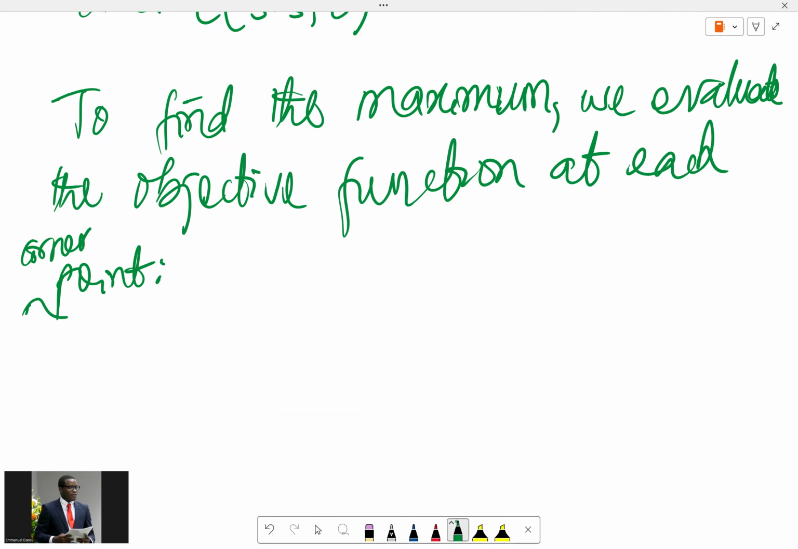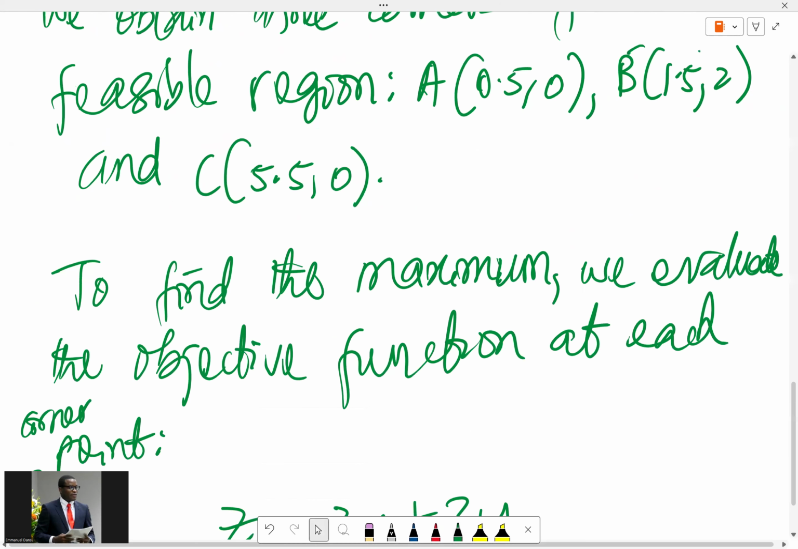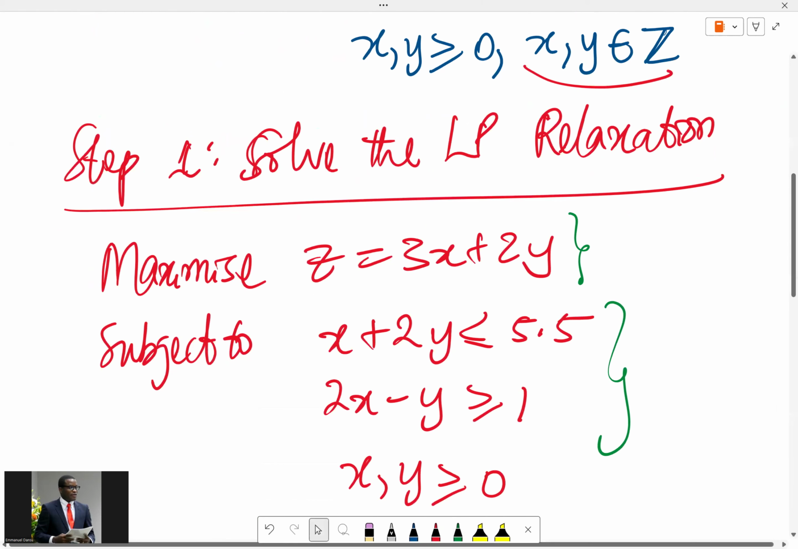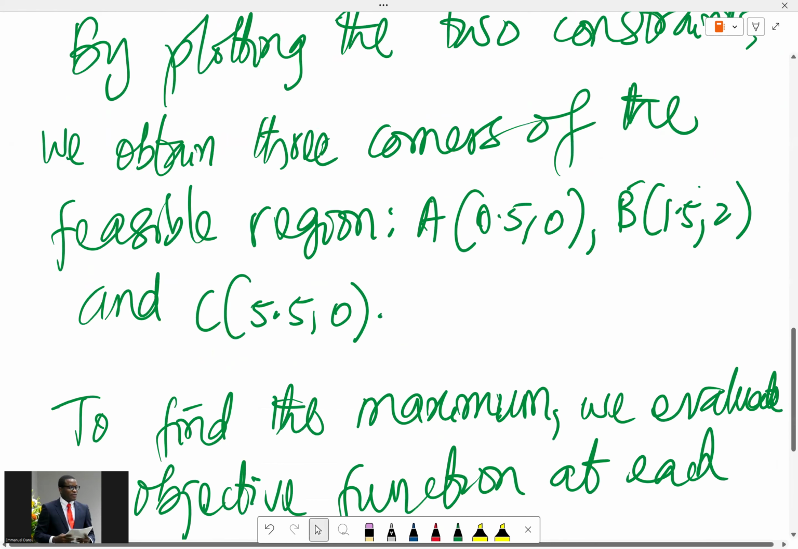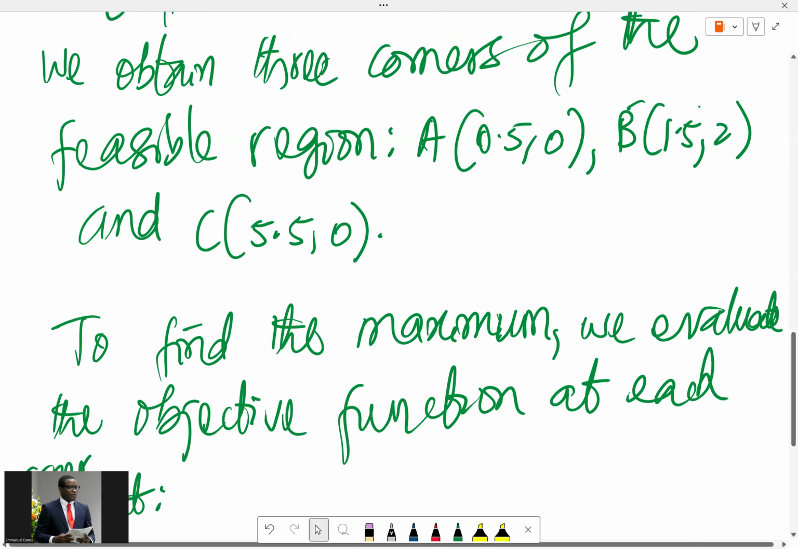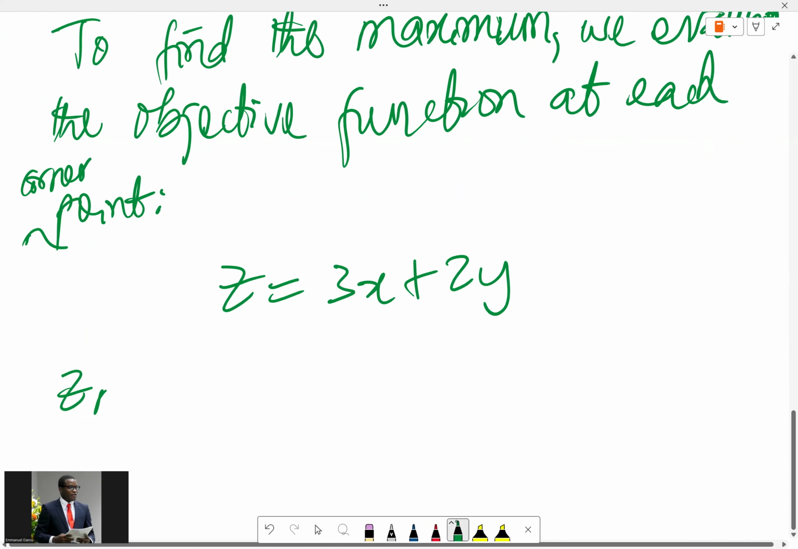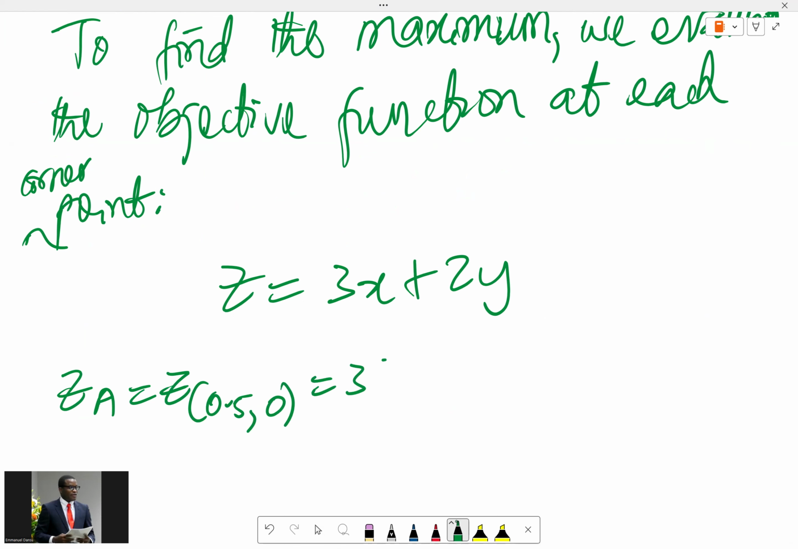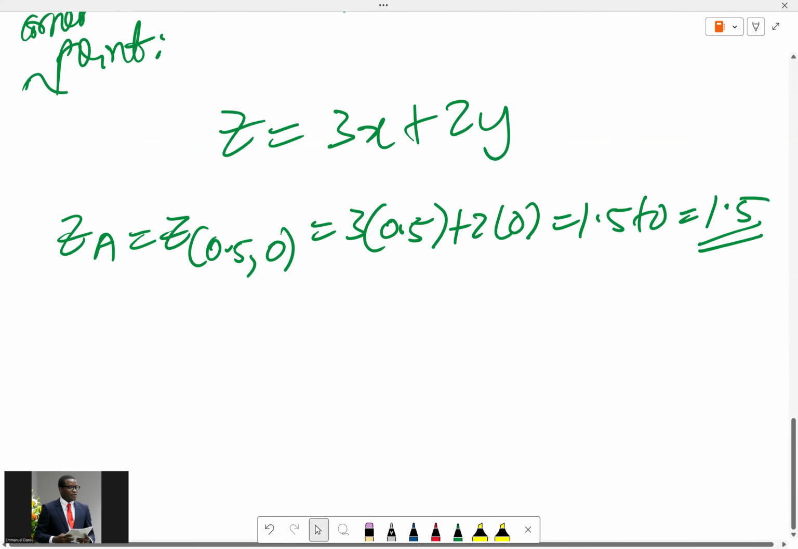Okay. So we already know that Z is 3x plus 2y. That's what we have in the original problem. 3x plus 2y, that is what Z is. So if you now have ZA, ZA is actually evaluating Z at (0.5, 0), and that is 3 times 0.5 plus 2 times 0. That is 1.5 plus 0, which is finally 1.5. So we have 1.5 for that.